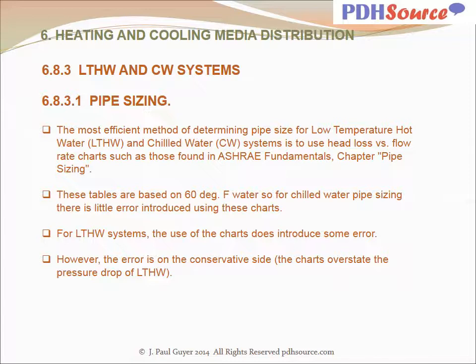For low temperature hot water and chilled water systems, pipe sizing. The most efficient method of determining pipe size for low temperature hot water and chilled water systems is to use head loss versus flow rate charts, such as those found in the ASHRAE Fundamentals chapter on Pipe Sizing. These tables are based on 60-degree Fahrenheit water, so for chilled water pipe sizing, there is little error introduced using these charts. For low temperature hot water systems, the use of the charts does introduce some error. However, the error is on the conservative side, that is, the charts overstate the pressure drop of low temperature hot water.